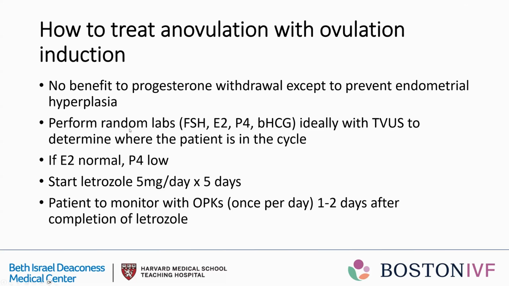So you can do random labs and check an FSH, an estradiol, a progesterone, and an HCG, ideally with a transvaginal ultrasound to determine where the patient is in their cycle. If the estradiol is normal and their progesterone is low, you can just start them. They don't need to have a bleed. They can start letrozole. I just put here as an example, it's 5 milligrams per day for 5 days. Then you would ask them to monitor with ovulation predictor kits once per day, 1 to 2 days after the completion of letrozole.